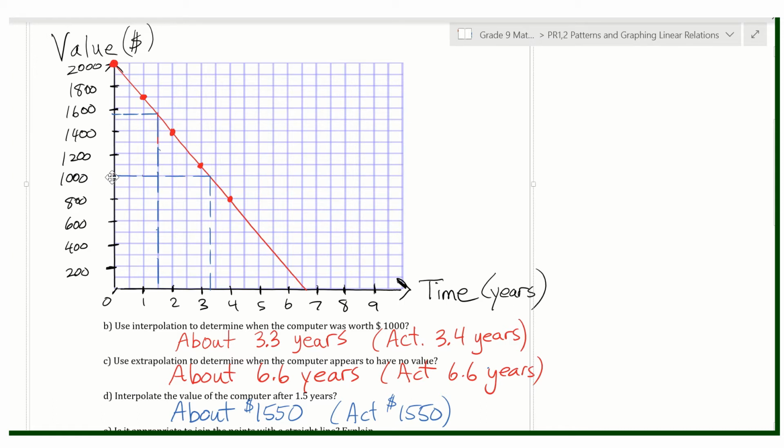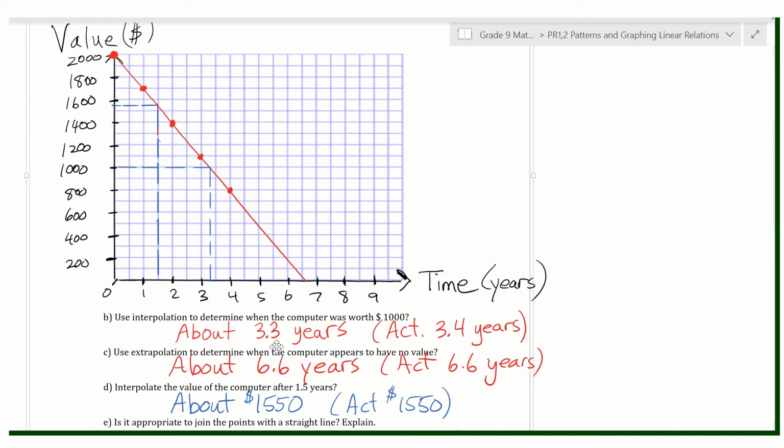Sorry, 1,000 was here. So at $1,000, I read and I interpolated this way, and then I went down and I read that line where I reached my x-axis. It's three. I estimated 3.3 years. Okay, so that's how I interpolated to get this value.